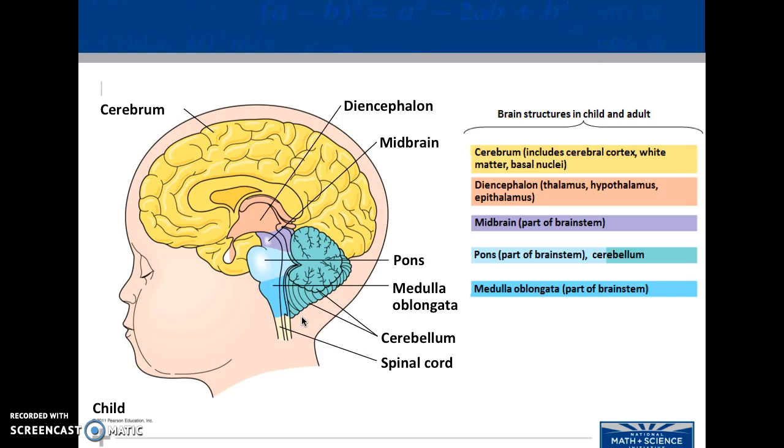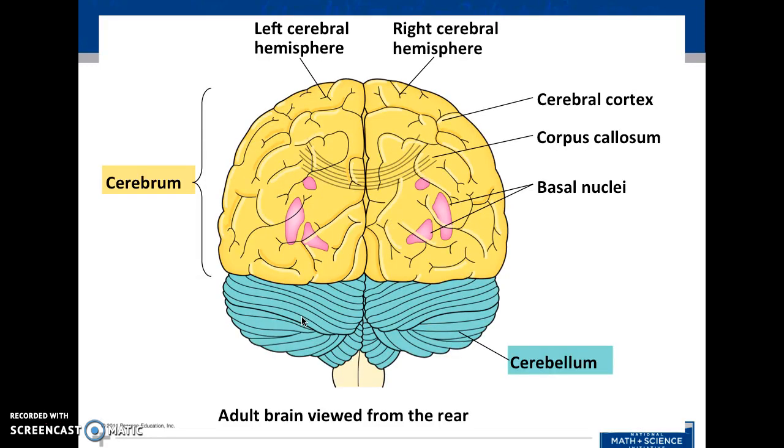We have our midbrain, which is purple, part of the brainstem, our pons, also part of the brainstem, and our cerebellum, and we also have our medulla oblongata. These are all kind of the core regions of the brain that we see developing once a child is born. This is a view from the rear, just so we have an idea about that as well.